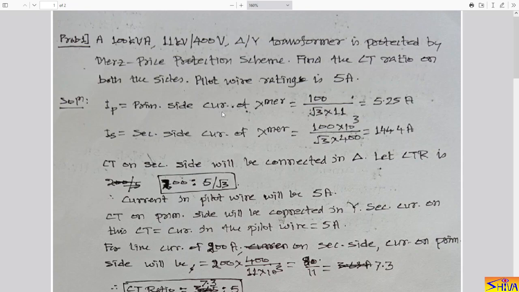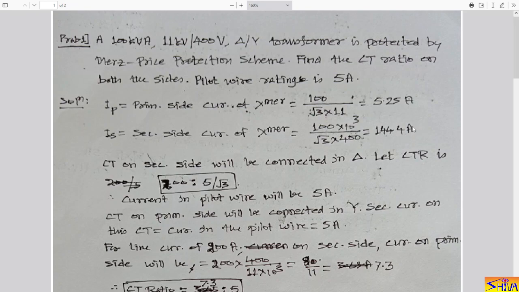So let us first compute the primary current as well as secondary current. So we have formula root 3 voltage into current is equal to power, that is power in kVA. So root 3 into 11 into primary current will be equal to kVA. So kVA is given 100 upon root 3 into 11, that gives 5.25 ampere. So primary side current of the transformer is 5.25 ampere. Similarly, we compute the current on the secondary side of the transformer. It is coming 144.4 ampere.